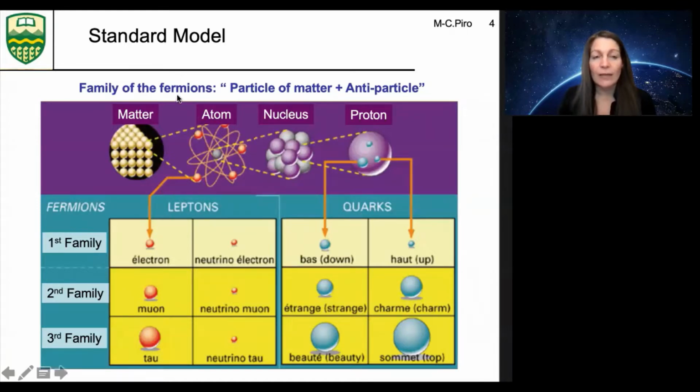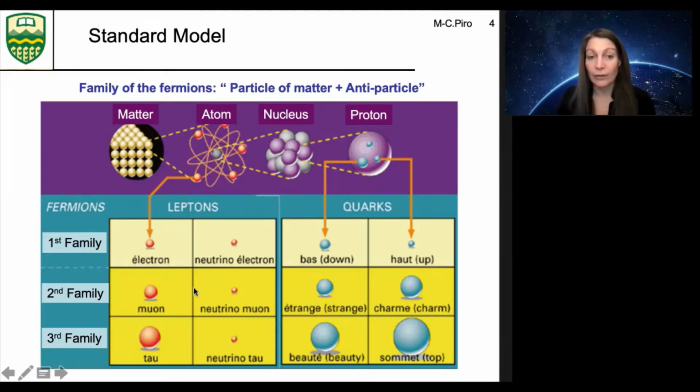So as you can see here, fermions are particles of matter, and if we zoom in, we have the atoms where we have some subcategory of fermions which are leptons, such as the electron. But if we zoom in even more, we have the nucleus. And then even more, we have the protons and neutrons that are composed of quarks. So the fermions are the family of particles of the matter. But we have other particles.